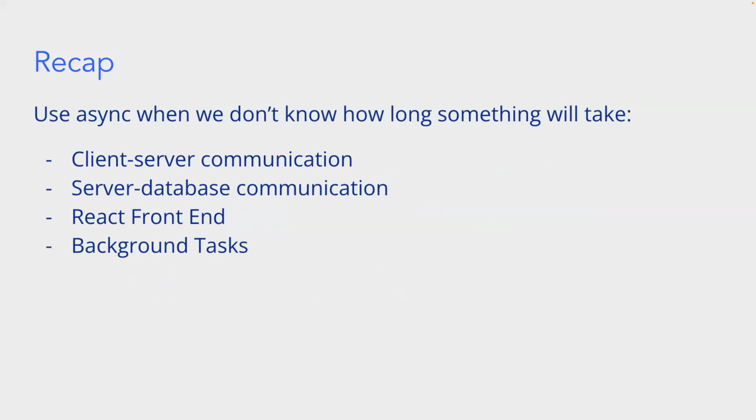We use async when we don't know how long something is going to take. For example, for React rendering, talking between the client and the server, or the server and the database. And in general, for background tasks where we need to preserve something being responsive, but we also care about this other operation happening so that we don't have to wait for it in the future.